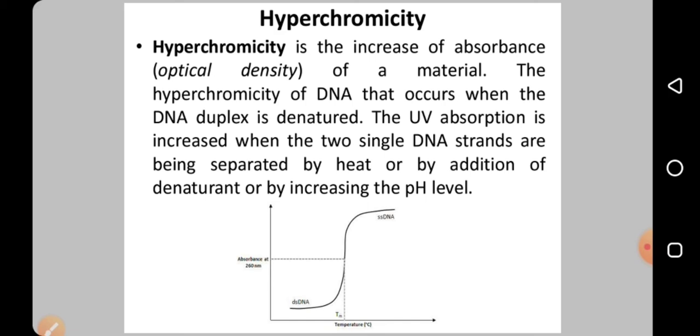So hyperchromicity is the increase of absorbance of a material. Here it is DNA. The hyperchromicity of DNA occurs when the DNA complex is denatured. The UV absorption is increased when the two strands of DNA are separated by heat, by addition of denaturant, or by increasing pH level. Anything you can do to denature them, you can get the hyperchromicity. That's the concept of hyperchromicity.